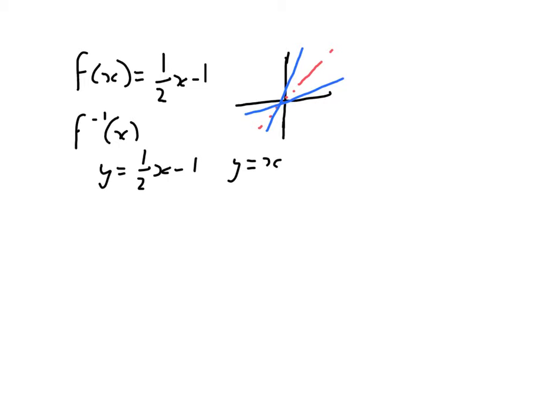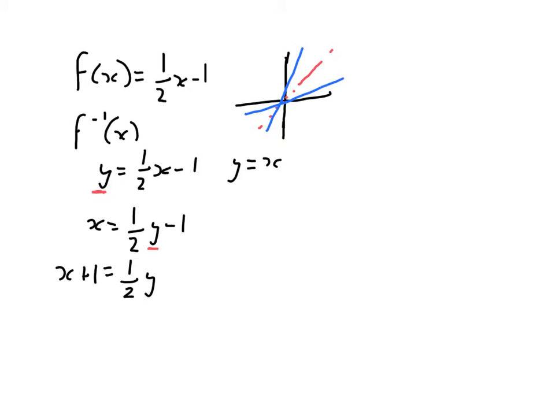So y equals x. That means if y equals x, x equals y. So that means we get x equals 1/2 y take 1. Now, we need to make y the subject. Using my algebra, I add 1 to both sides. So we've got x plus 1 equals 1/2 y.